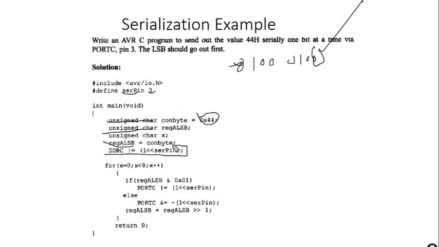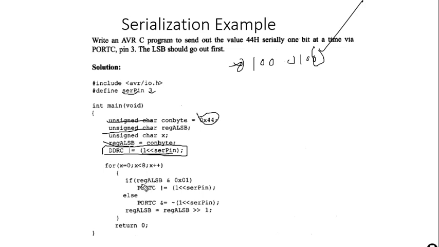Here we initialize pin 3 as an output pin by performing an OR operation, and we modify only bit 3 of data direction register C. And in the loop we have to send 8 bits. That is why the loop executes 8 times.